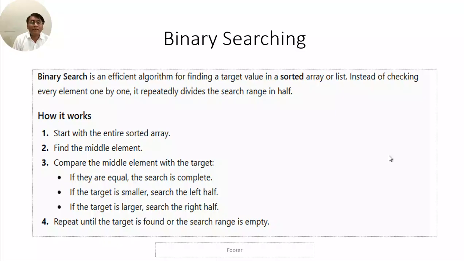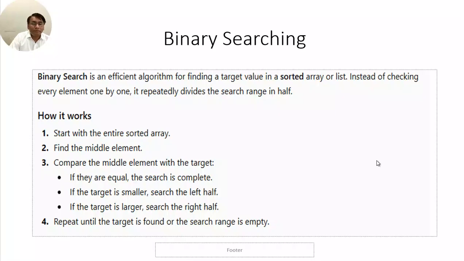So what is binary searching? Binary search is an efficient algorithm for finding a target value in a sorted array or list. Instead of checking every element one by one, it repeatedly divides the search range in half. The essential condition for this algorithm is that the data must be in sorted order.